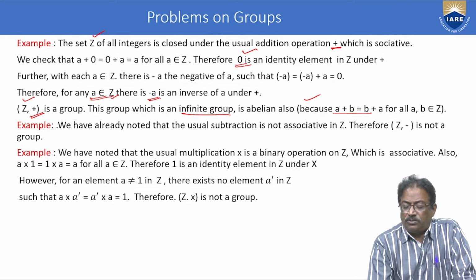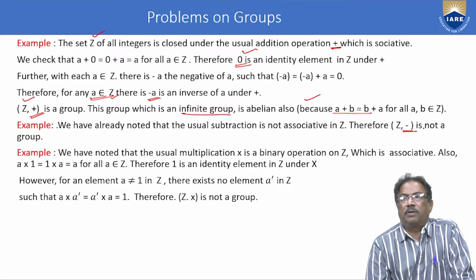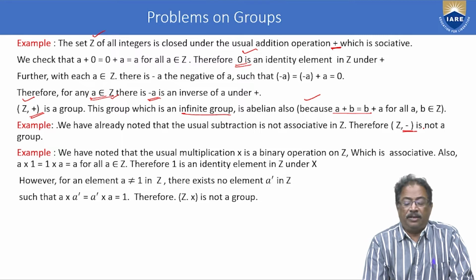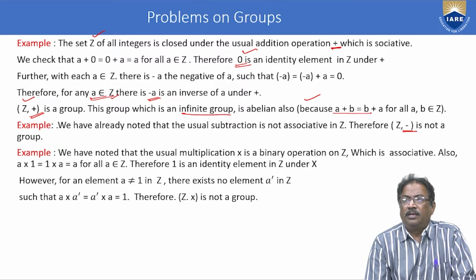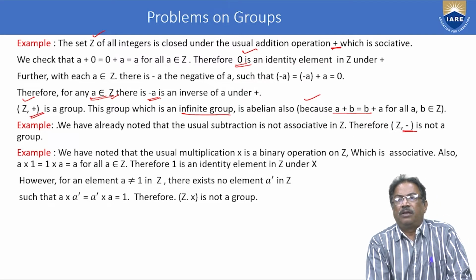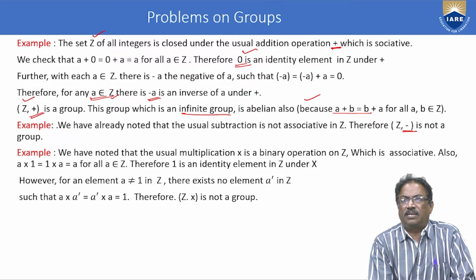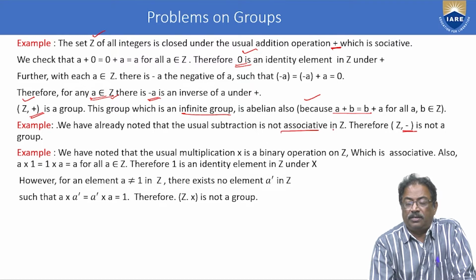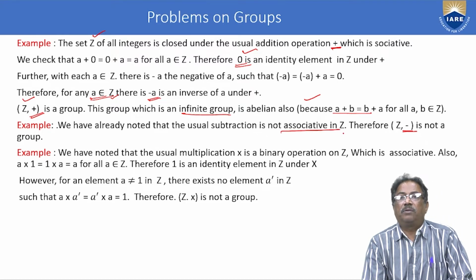In the same way, suppose I consider the binary operation to be subtraction, then it is not a group. It does not satisfy the associative property, so it is not a semi-group, and it is not a group.